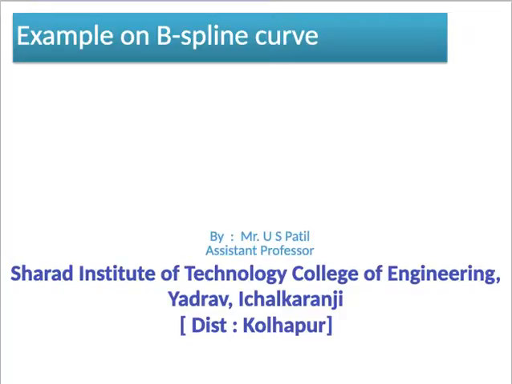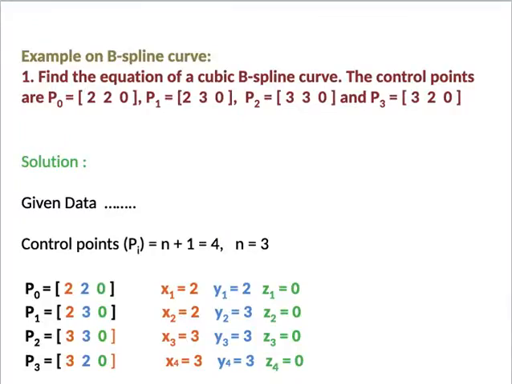So, we are going through an example on B-spline curve. Let's get started. As we have gone through a problem or example on Bezier curve, on that basis, we can take the same problem or same example as we took for Bezier curve. So this is the example.